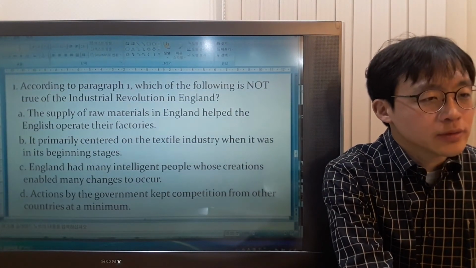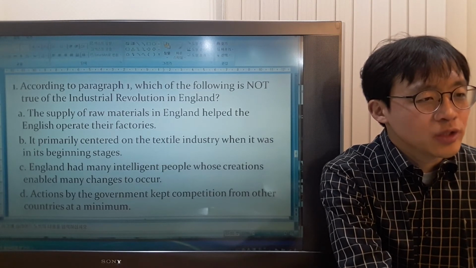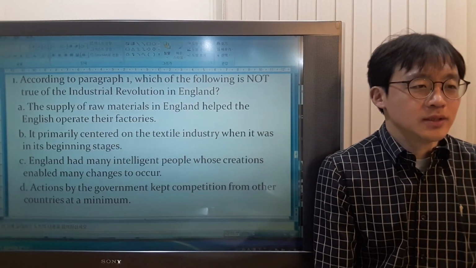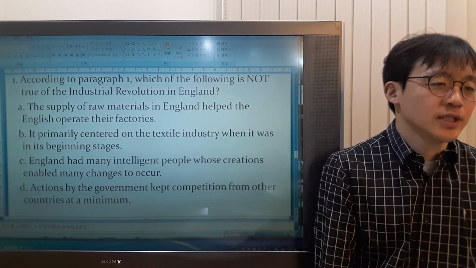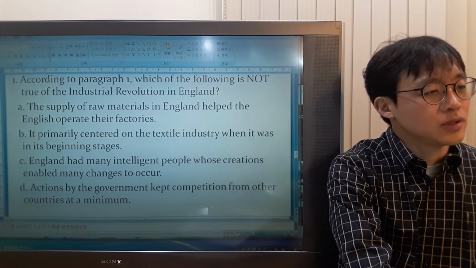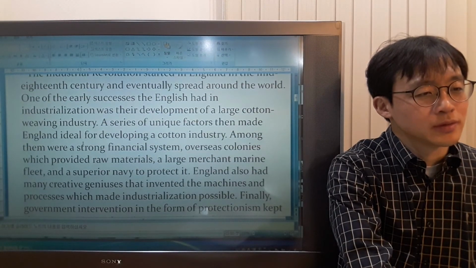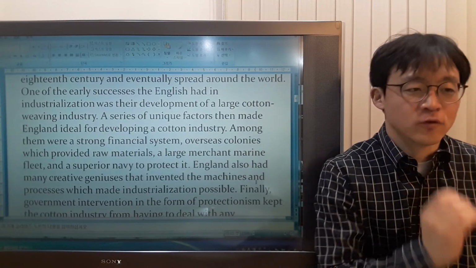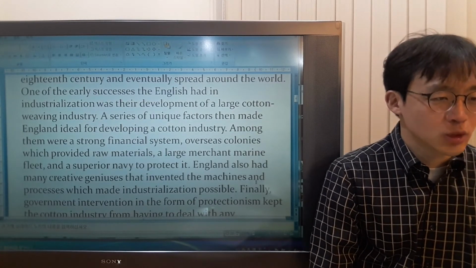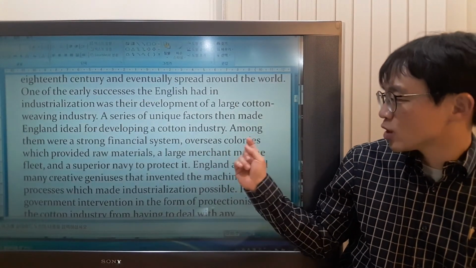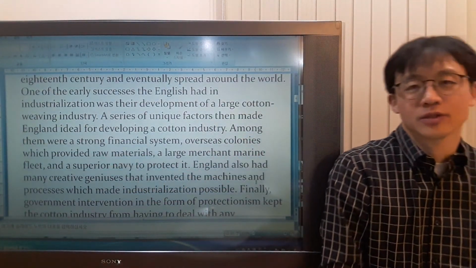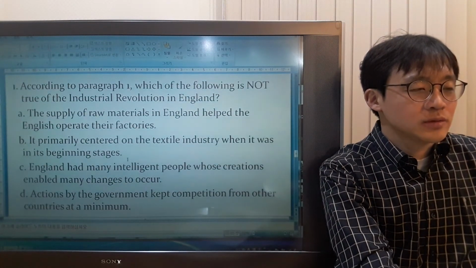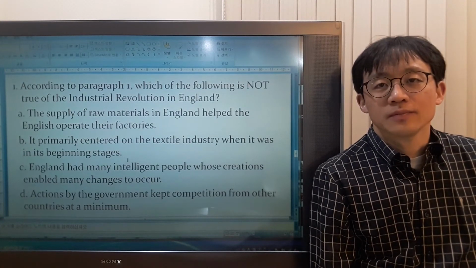According to paragraph 1, which is not true of the Industrial Revolution in England? A, the supply of raw materials in England helped the English operate their factories. Is this right? Let's go to paragraph 1. There were some factors that made England ideal for developing the cotton industry. One of them was what? Overseas colonies providing raw materials. That means who provided the raw materials? Not England, right? So A is not right, so A would be the answer.